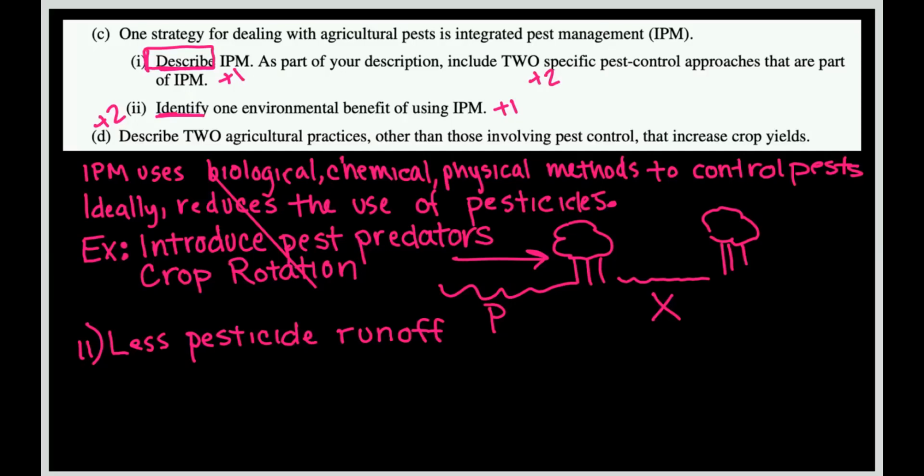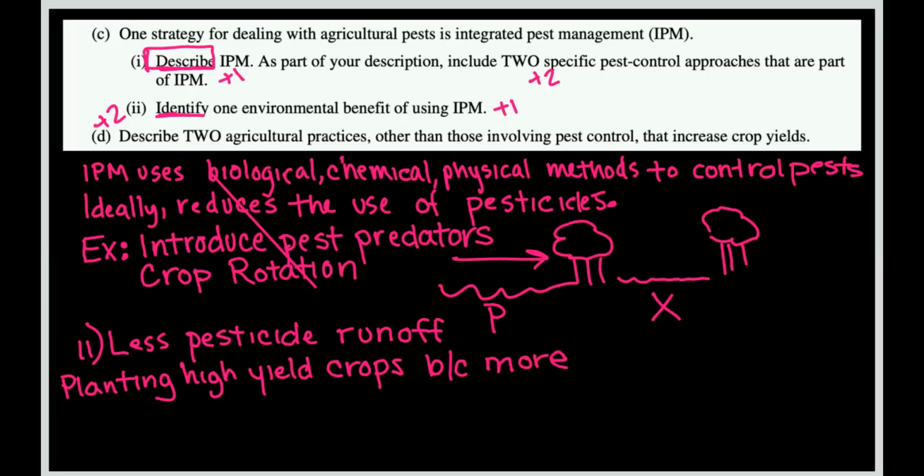that increase crop yields. Okay, so what could we say? We could say planting high yield crops, because you get more crop per acre. And again, I would write this in a real sentence. I'm just trying to save space. So planting high yield crops, that would be identify. When I added the because more crops per acre, that's my describe. Okay, so you just have to add that because or why part.